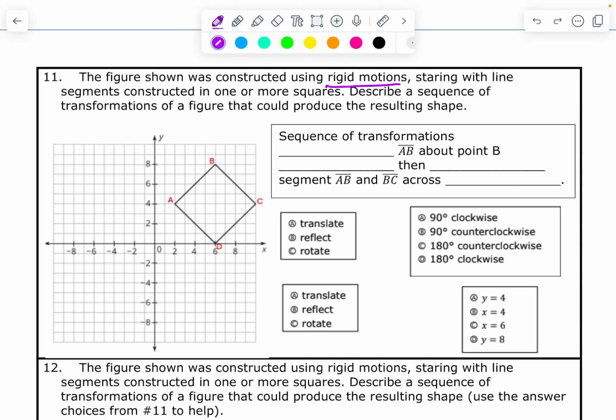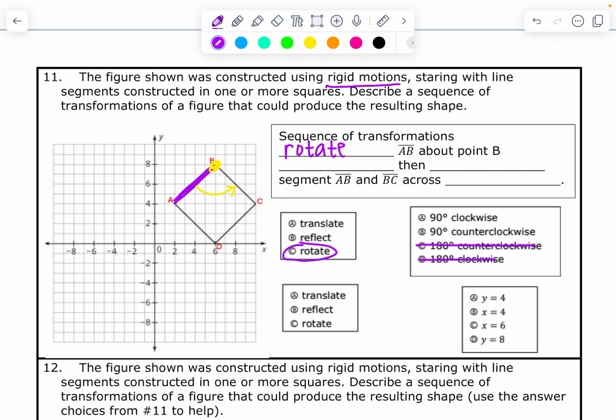All right, sequence of transformations. AB. Okay, so that means we're starting with AB. All right, and we're going to do something about point B. In math, when we say about a point, we mean around a point. So that's rotation. We're going to rotate about point B. If we're rotating about point B and we're trying to make a square, we've got to go this way, and that's going to be 90 degrees. So I can cross out the 180s.